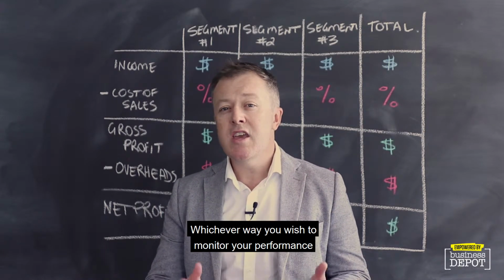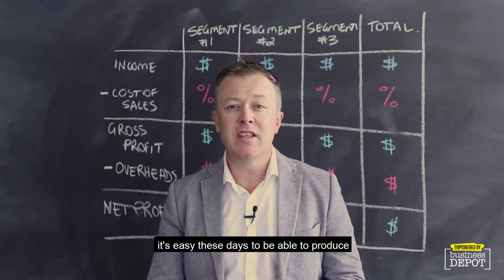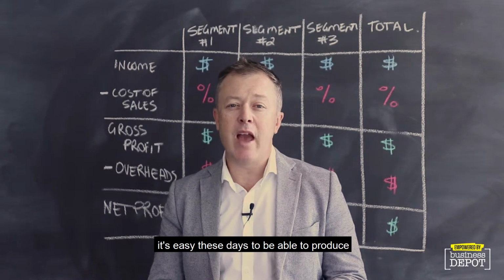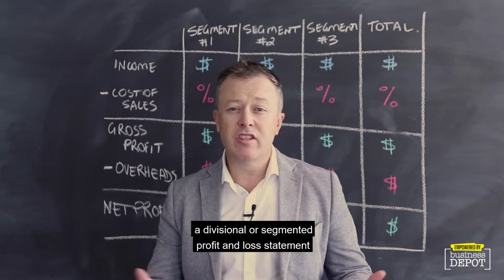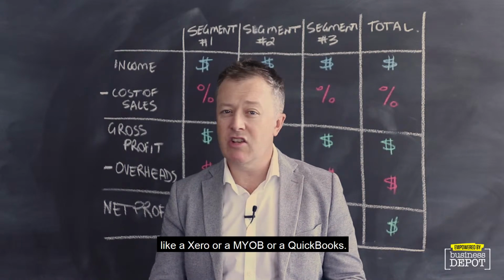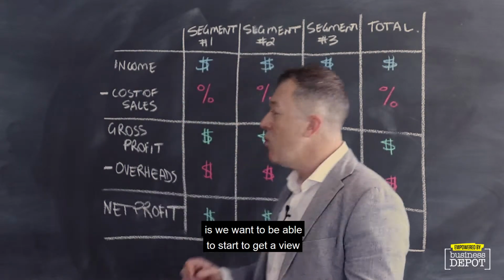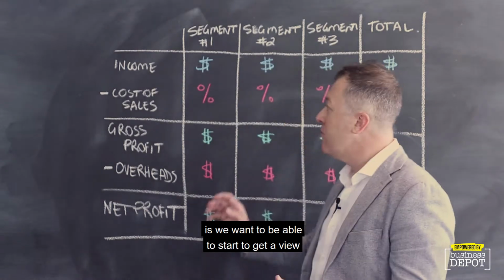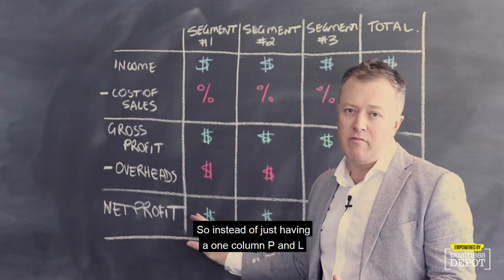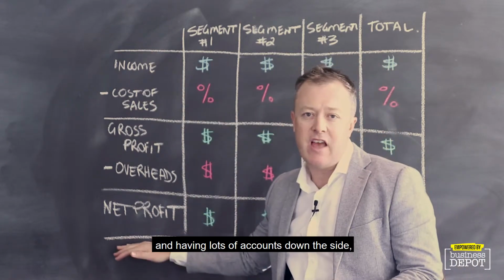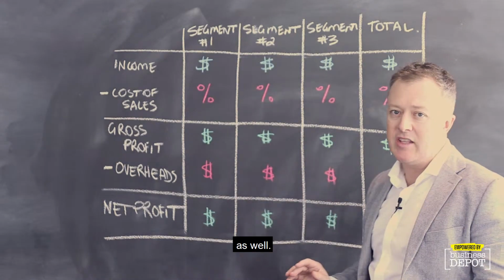Whichever way you wish to monitor your performance or segment your performance, it's easy these days to be able to produce a divisional or segmented profit and loss statement using most of the online accounting tools like Xero or MYOB or QuickBooks. And now what we're trying to do with that is we want to be able to start to get a view of your P&L in columns. So instead of just having a one-column P&L and having lots of accounts down the side, we want to be able to have columns going across the page as well.